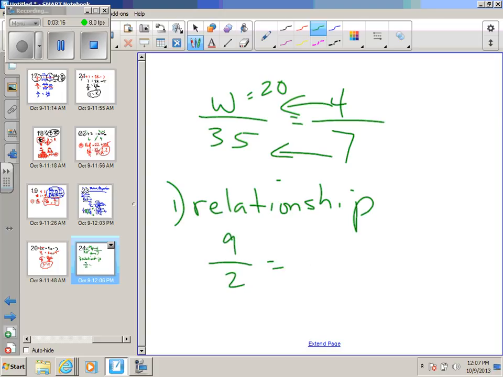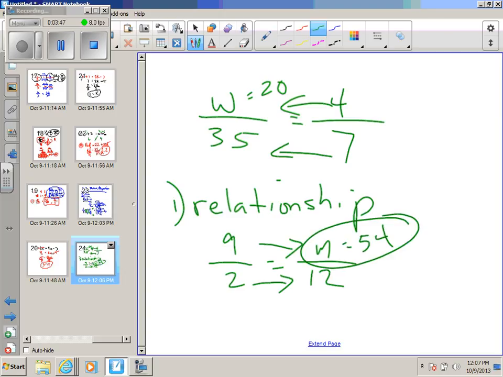9 to 2 and something over 12. M over 12? Mark? 54, because there is the relationship there, times 6, right? And M would equal 54. Any questions there?